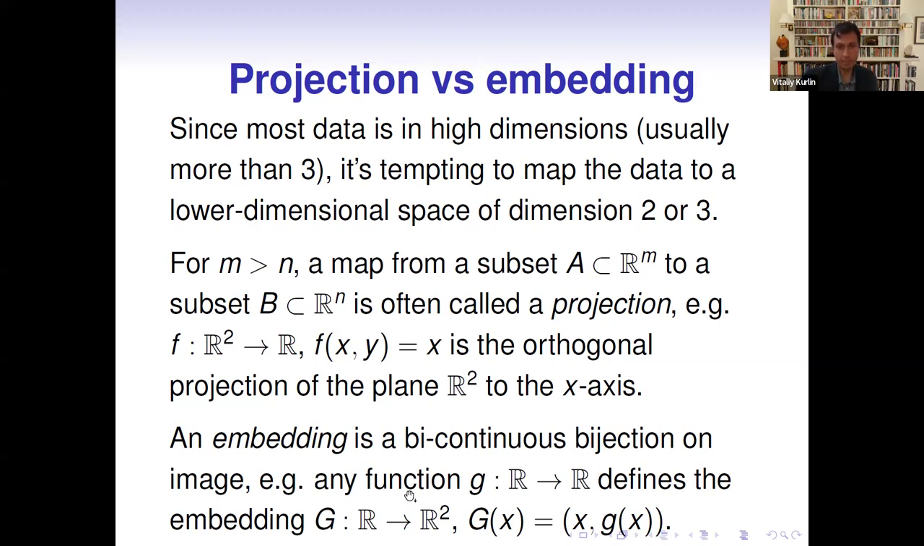Or an even simpler example: if you have a usual scalar function g, say on the real line, then you can consider the graph of this function as an embedding of the real line into the plane, following the values of our function. So that's an embedding. It goes from lower dimensions to usually higher dimensions.